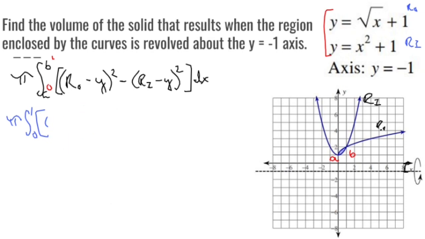R sub o is root x. So I'll write that as x to the 1/2. Makes sense to me. Plus 1, minus negative 1, so plus 1 again, squared, minus r sub i, which is going to be x squared plus 1 minus y, which is negative 1, so plus 1 again, squared, bracket it, dx it.